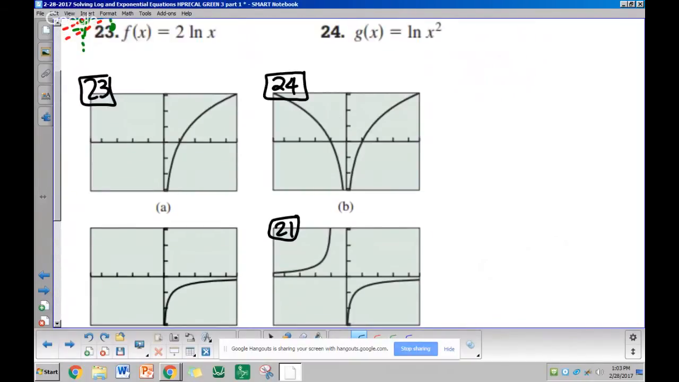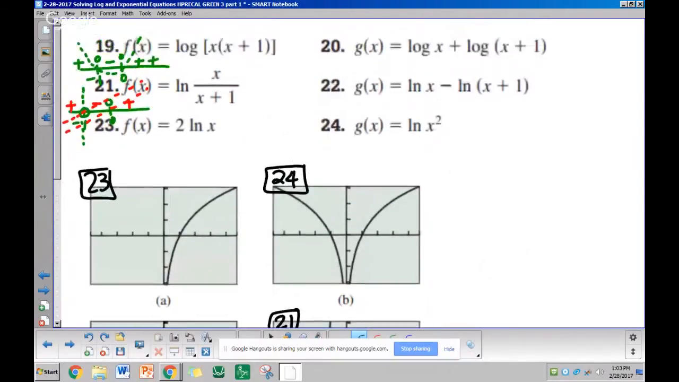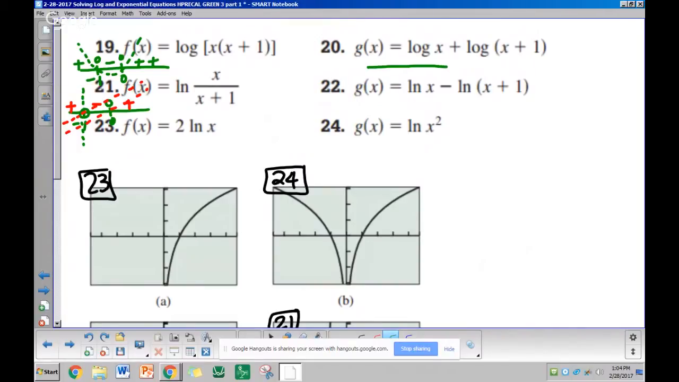Let's do 20. We did 23. The domain on this one here has to be greater than 0. And this one says, but I can only have numbers that are bigger than negative 1. So which one is the most restrictive? So this one has a domain from 0 to infinity.